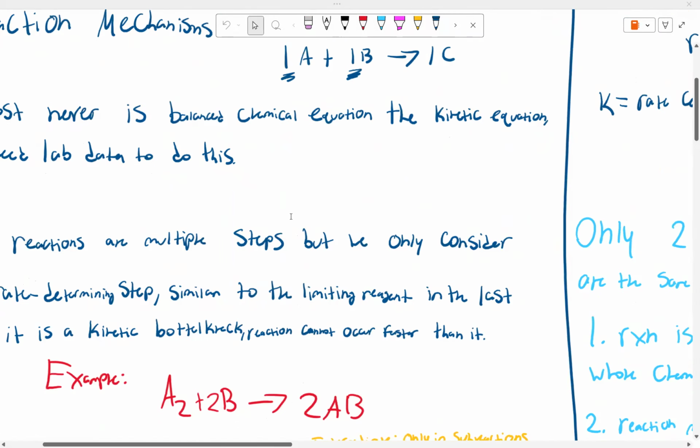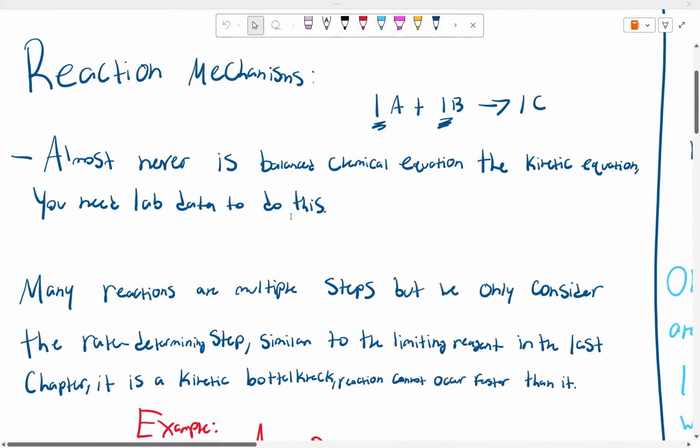So first things first, before we dive into a deeper topic, let's go over the definitions. What is a reaction mechanism? It's almost never a balanced chemical equation. What do I mean by balanced chemical equation? I mean the stoichiometric balanced chemical equation that we went over in chapter 4. So that's saying like 1 mole of A plus 1 mole of B gives you 1 mole of C. It's almost never the orders or the exponents that you'll see when we go over the kinetic equation. That is almost never these coefficients in front of the concentration.